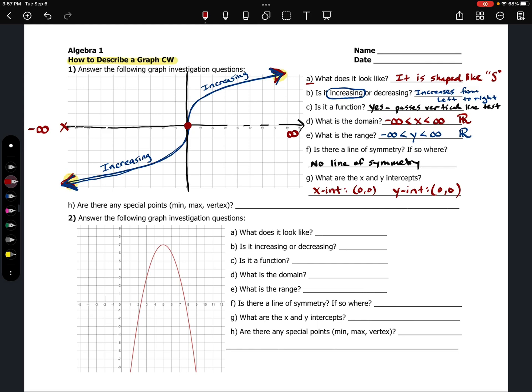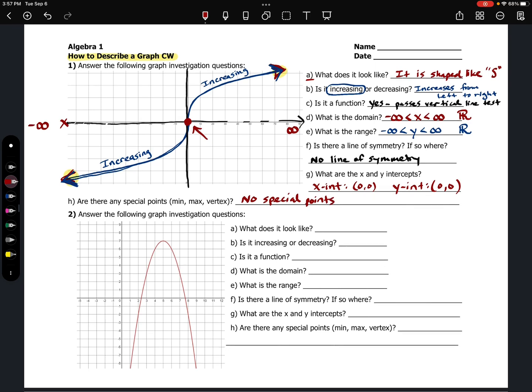And then are there any special points, min, max, vertex? Not really. We do call this point right in the middle a point of inflection, but we're not to that point in your math careers yet, so I would say not on this problem. No special points. Okay, hopefully that's making sense.